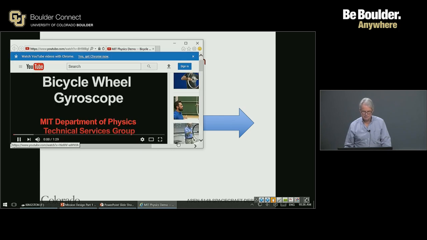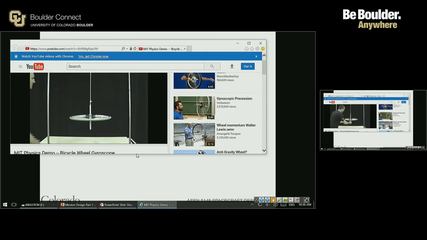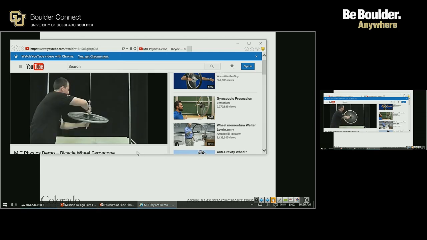Okay, this is from MIT. This is a demo of a bicycle wheel. Watch what happens. He's going to spin this bicycle wheel up. This bicycle wheel is going to essentially carry angular momentum, and he's going to do a magic trick. It's magic.